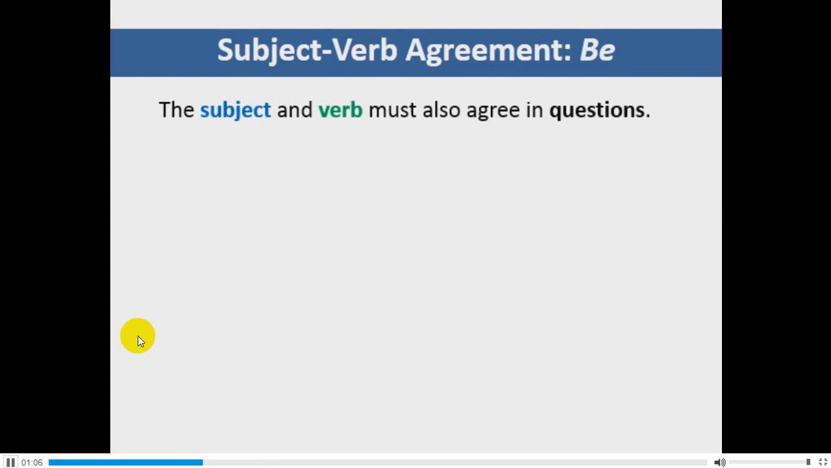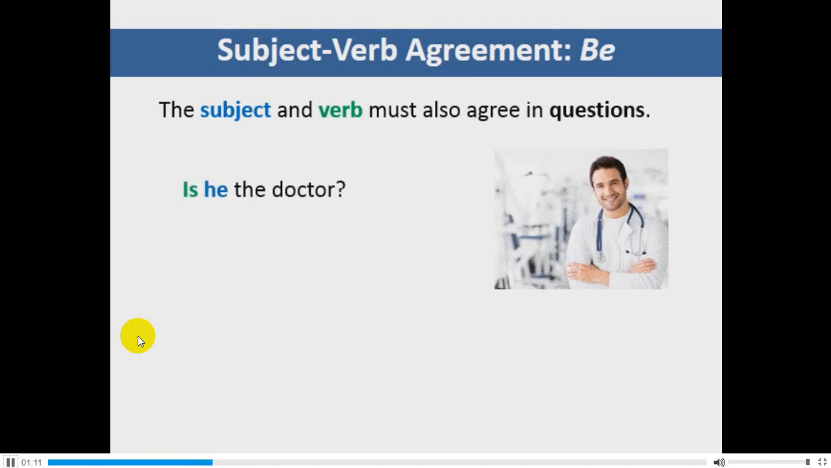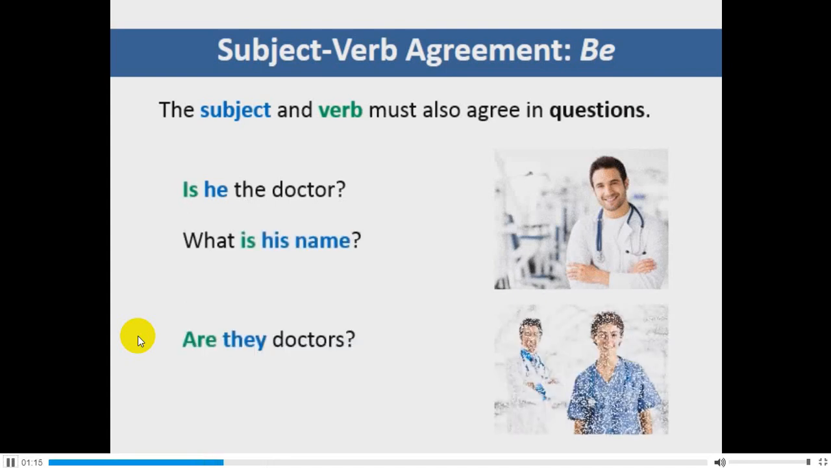Listen to the example questions with singular and plural subjects. Is he the doctor? What is his name? Are they doctors? What are their names?